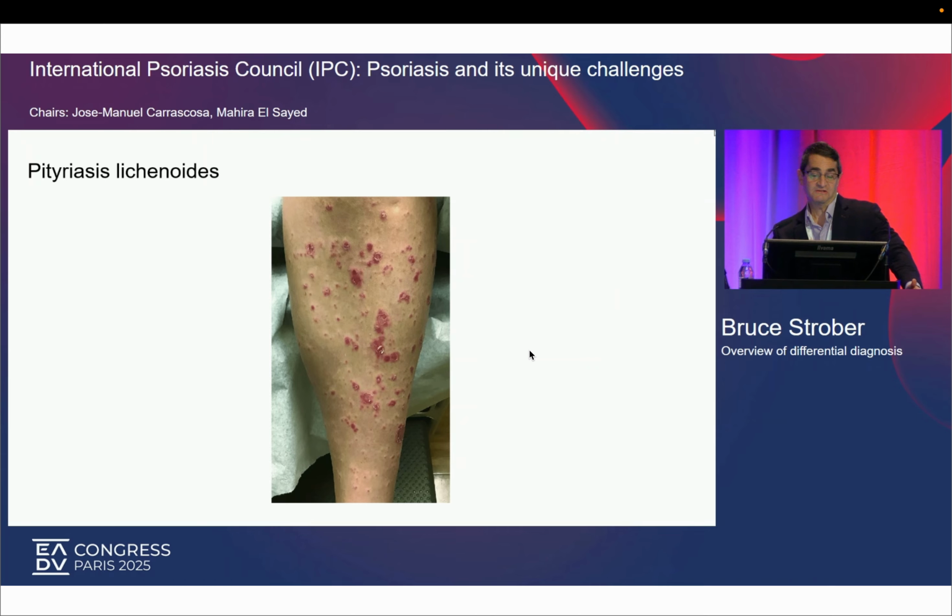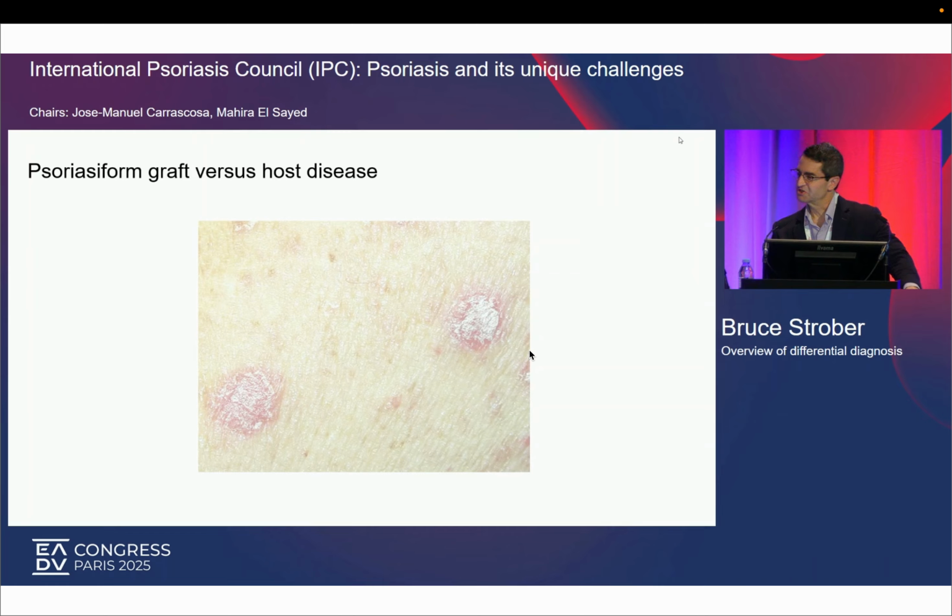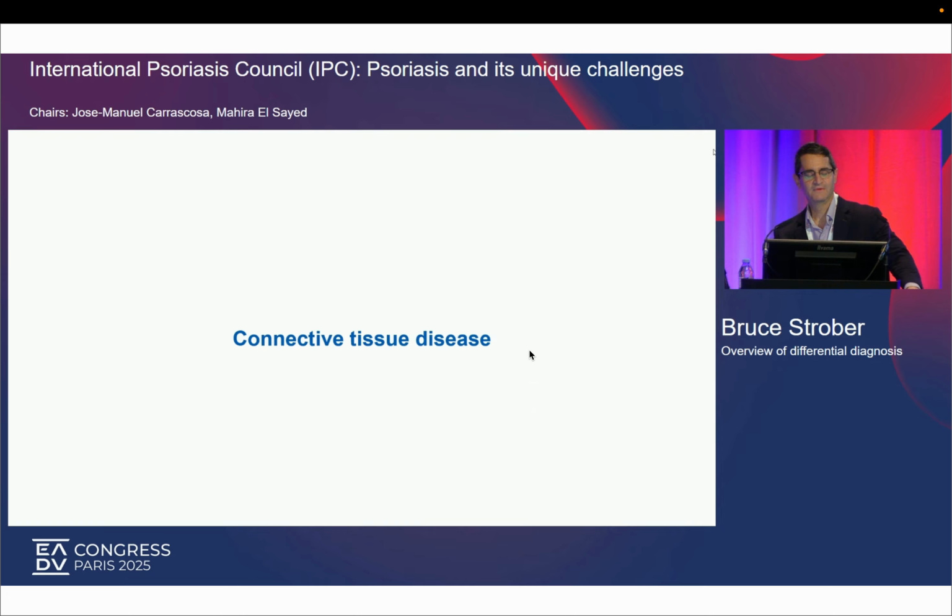Pityriasis lichenoides, clearly that looks like psoriasis, and probably would require a biopsy here. This more of this crusted look of pityriasis lichenoides, but still easily mistaken. There's a psoriasiform graft versus host disease. It's a subtype of GVHD. Psoriasiform looks like psoriasis to me. Obviously the patient would have a history that's more consistent with GVHD, so it would be harder to mistake it.